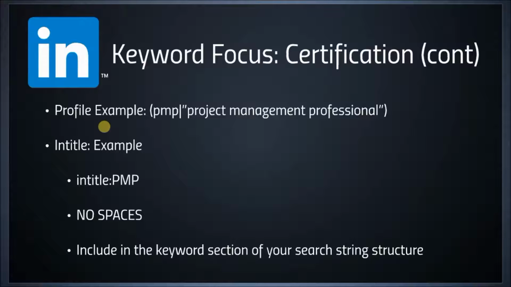Now say we want to do a title search for people that might have, if I was a PMP, I would put Tony Stemen PMP in my title on LinkedIn. At least some candidates do. So we can target those candidates by doing an in-title search within our keyword section of our search string structure when doing X-ray searches. So I would put in title : PMP, no spaces, and what it would do is target any candidate profile that has PMP listed as a certification in the title on their LinkedIn page.